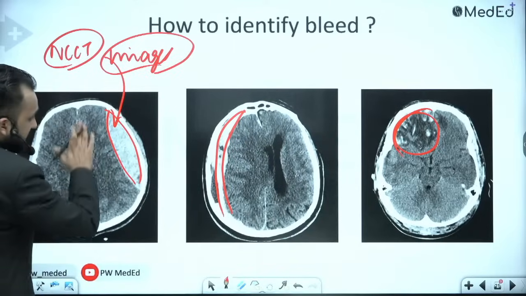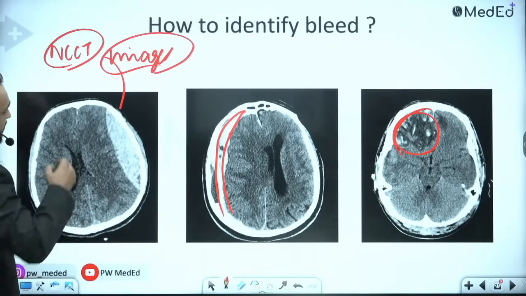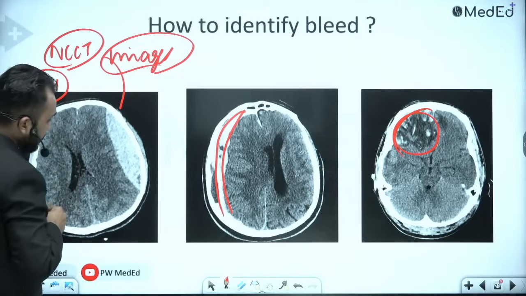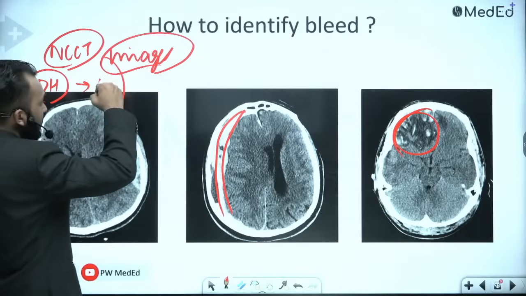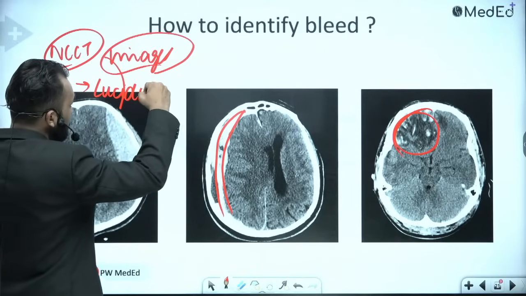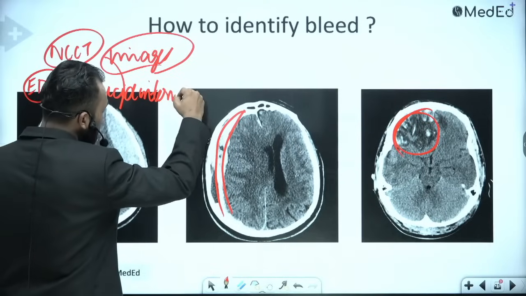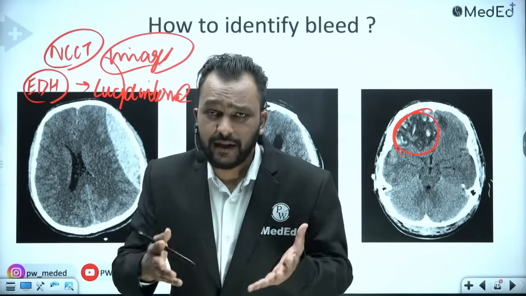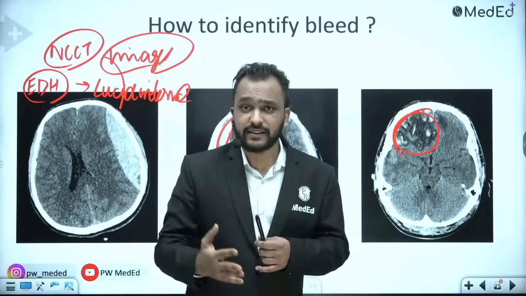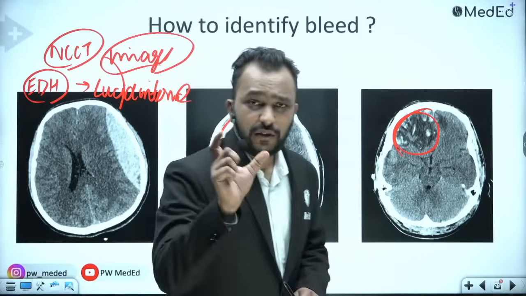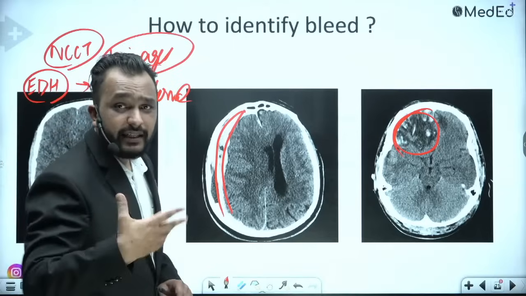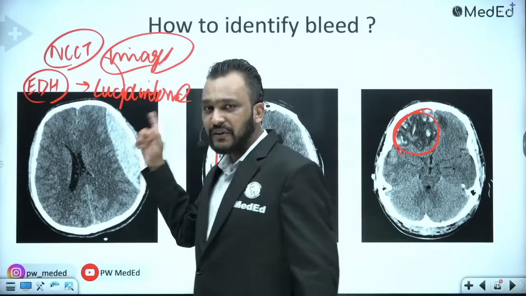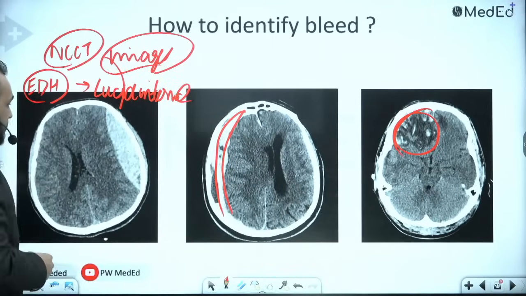So what is this first case in which the bleed is appearing biconvex? This is an extradural hemorrhage. And remember, these patients will have a lucid interval. Lucid interval means that the patient will be unconscious at first, then he will gain some consciousness, and after that he will again become unconscious. This period in which the patient is regaining consciousness is the lucid interval, which will be seen in a patient with extradural hemorrhage, and it is due to the rupture of the middle meningeal artery.